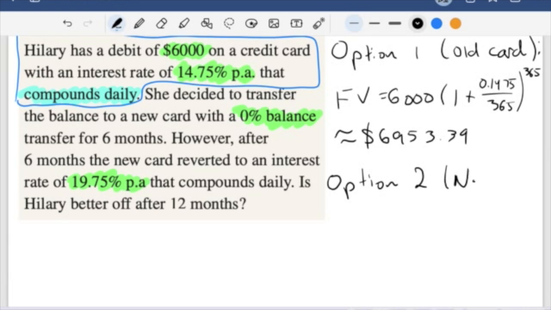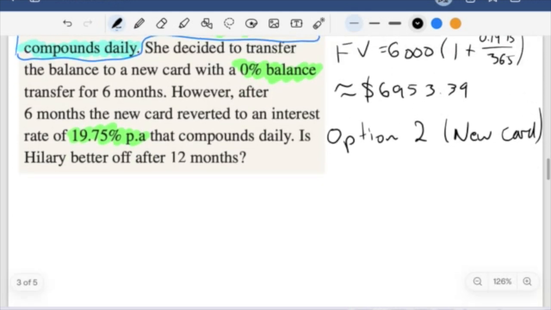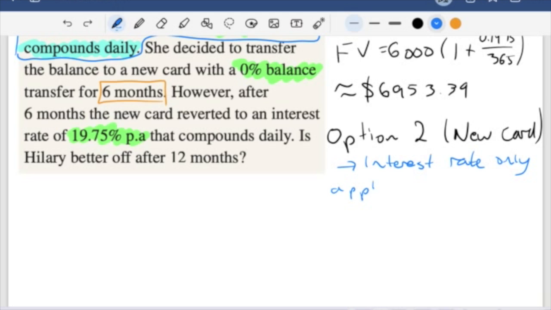Now, option 2 is going to be slightly different. Option 2 is our new card. With our new card, I've got to consider some other things. There is a 0% balance, so no interest being charged for 6 months. Then after that, for the next 6 months, I'm getting charged at a higher interest rate, compounding daily. So basically, the rate doesn't change, but the interest rate only comes into play after 6 months. I'm actually going to write that in: interest rate only applies for 6 months.